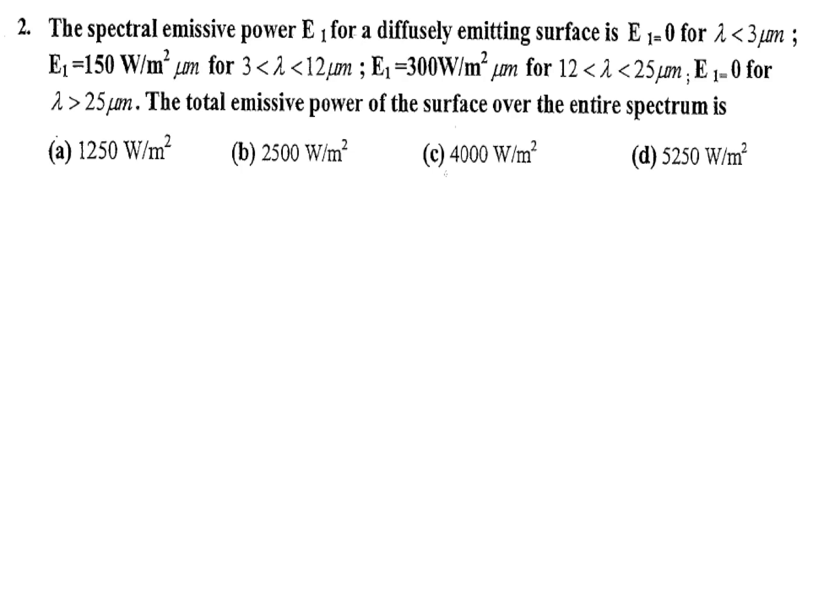The spectral emissive power Eλ for a diffusely emitting surface is Eλ equal to 0 for lambda less than 3 micrometer, Eλ equal to 150 watt per meter square micrometer, and so on. This is given, and the total emissive power of the surface over the entire spectrum is asked. So we'll draw that graph first, and after that we'll go for the area and get the answer.